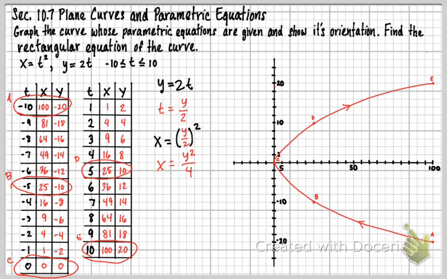So this here is my equation for that part 2. These are actually pretty quick to do. Again, like I said, I just take one of my equations, solve it for the variable t, and then plug it into the other equation. And that's how I get my equations.